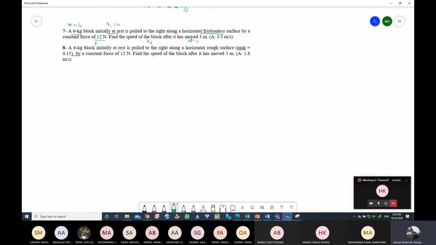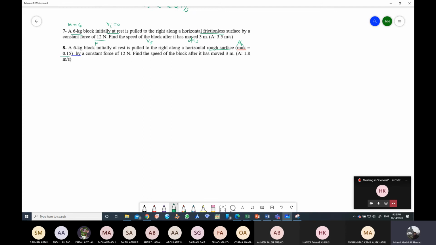This is easy. But I want to go to the next question and read it right away. A 6 kilogram block initially at rest is pulled to the right on a horizontal rough surface, where mu K is equal to 0.15, by a constant force of 12 Newton. Find the speed. Note that we have the same question, but the first is frictionless and the second is rough. This can help us understand what the meaning is if I have friction, and what's the difference between with friction and frictionless.